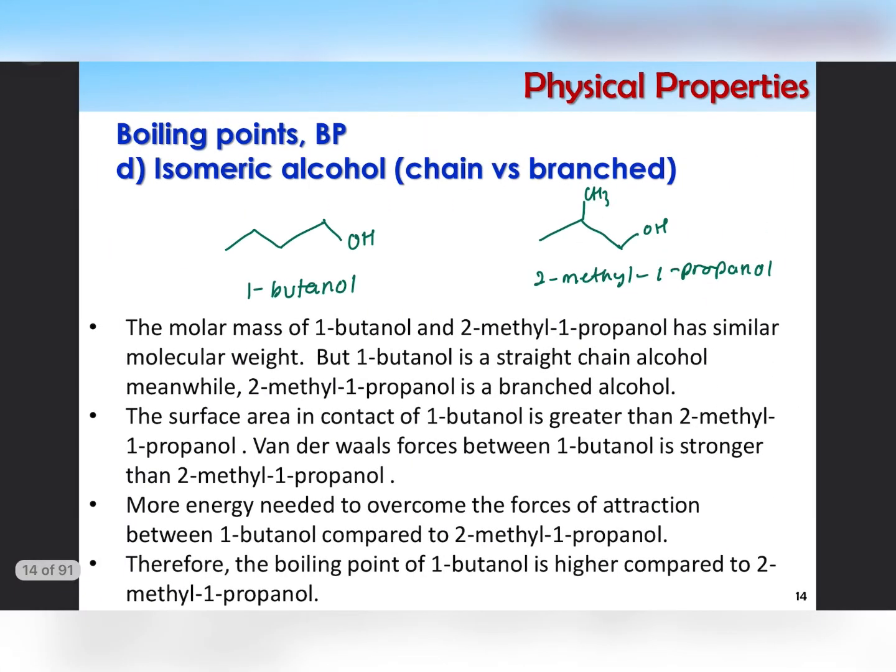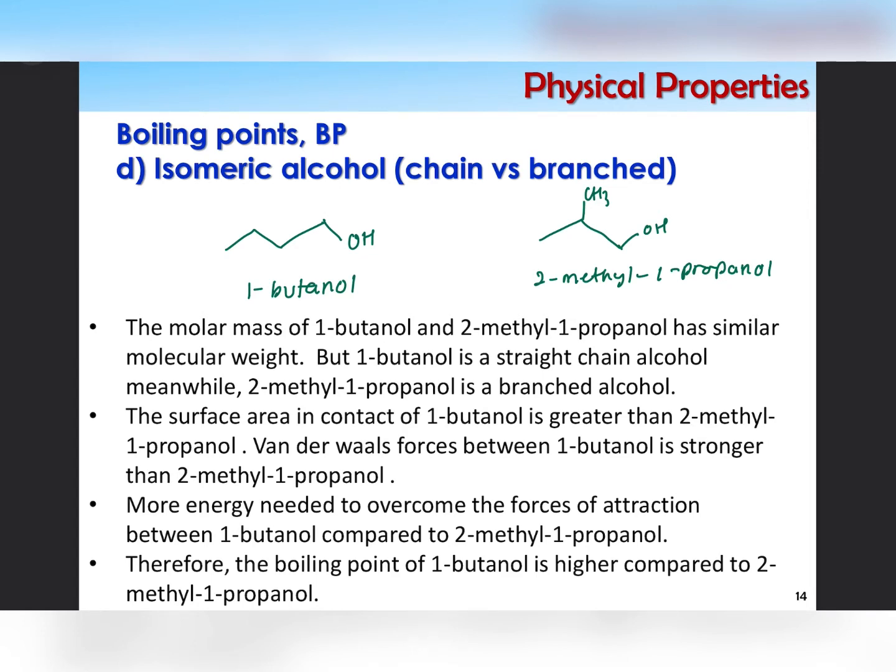Alright, so next kita tengok faktor lain, isomeric alcohol. Okay, kita akan tengok dari segi chain versus branch structure. Okay, so you have 1 butanol dan 2 methyl 1 propanol. So ini straight chain, ini dalam keadaan branch. So the molar mass of both is similar, but 1 butanol dalam keadaan straight chain, meanwhile 2 methyl 1 propanol adalah dalam keadaan branch. And both ada different surface area in contact, total surface area exposed in contact.